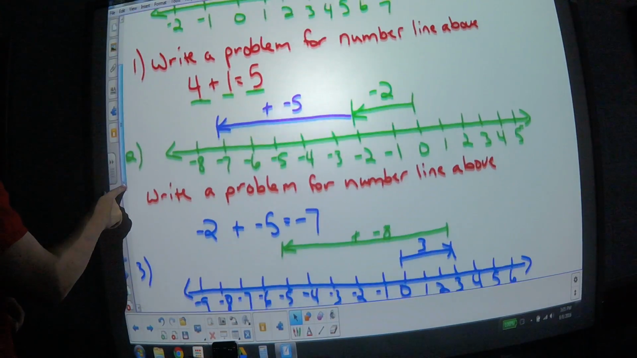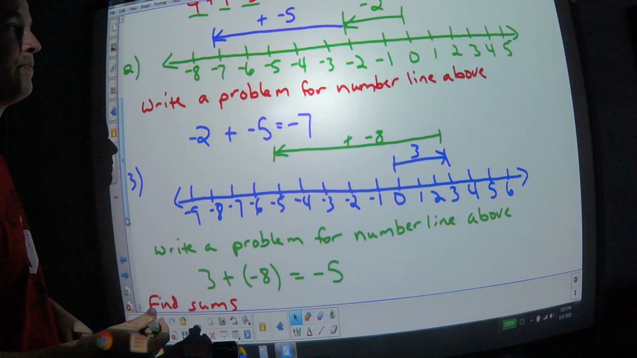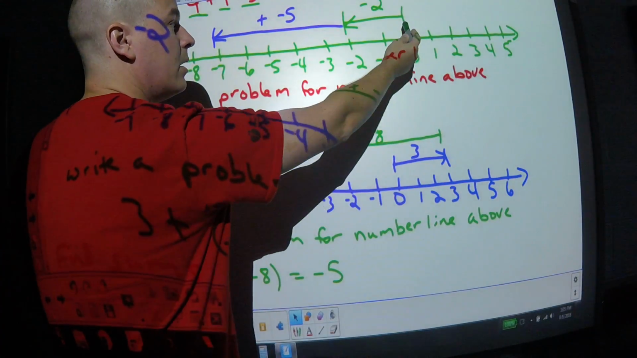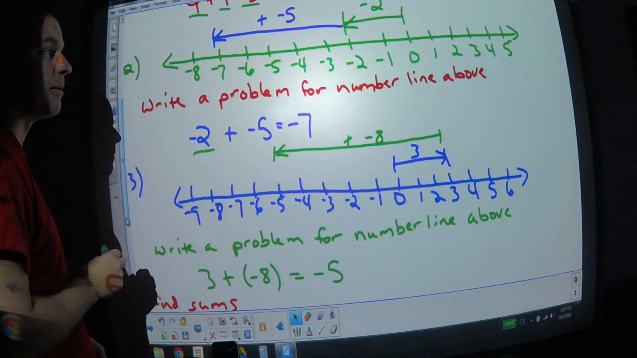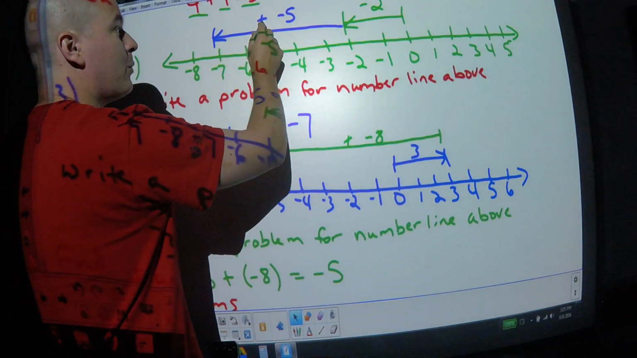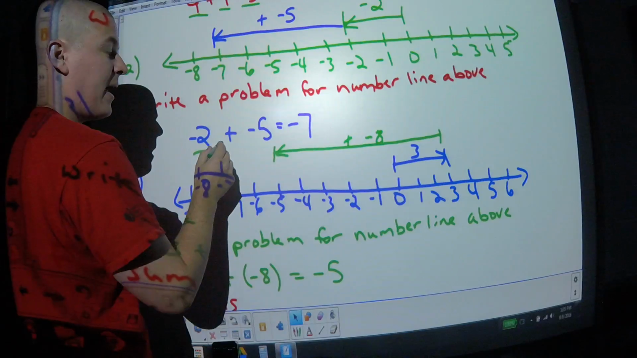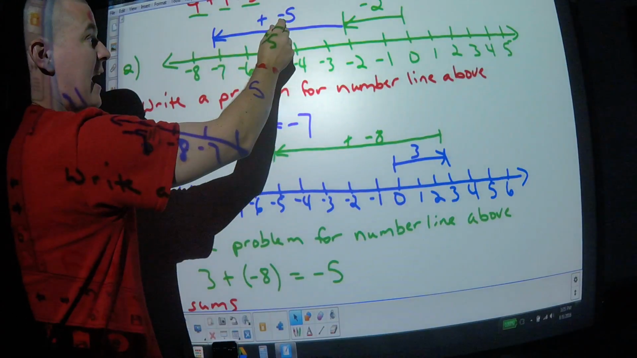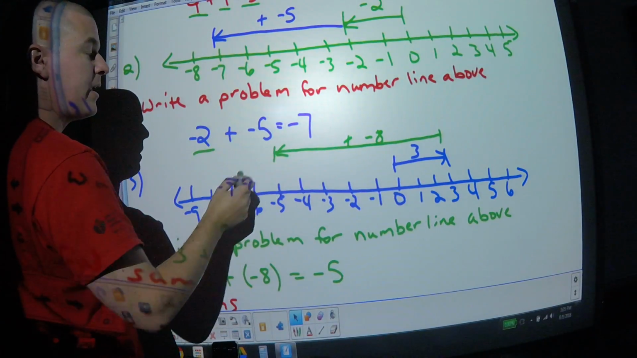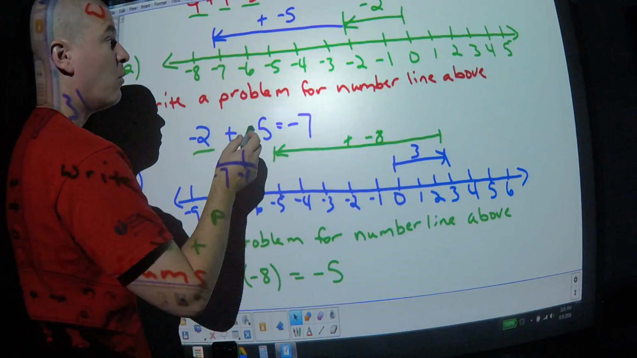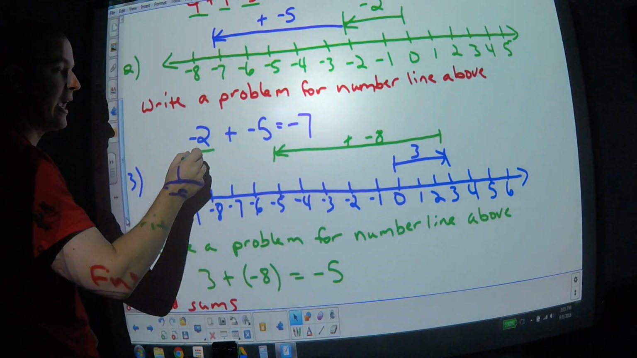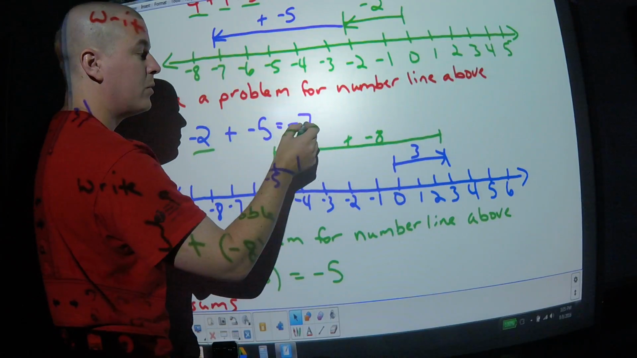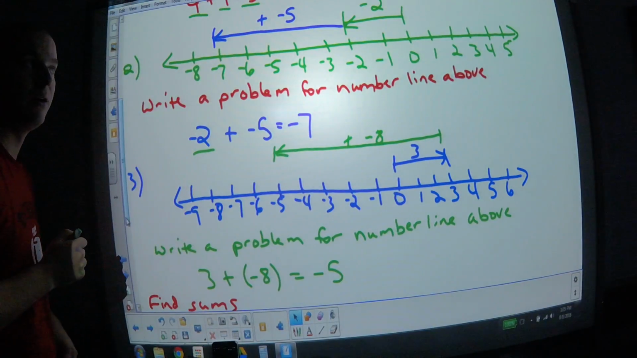So to kind of add to that, let's look at this problem. Start at 0. So 0 to -2. So -2 is my first number. I'm going to add, there's my sign, -5. So -5 would be my second number. And wherever that ends is my answer, -7. So -2 plus -5 is going to equal -7.